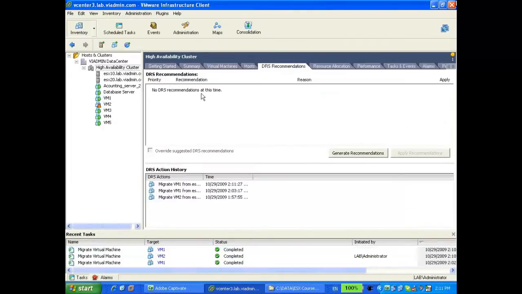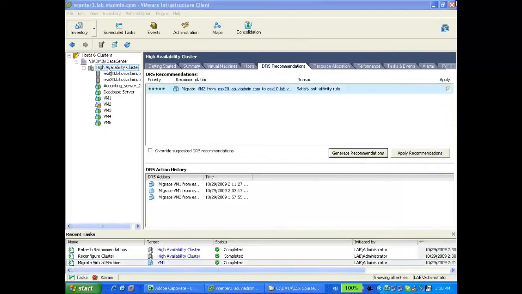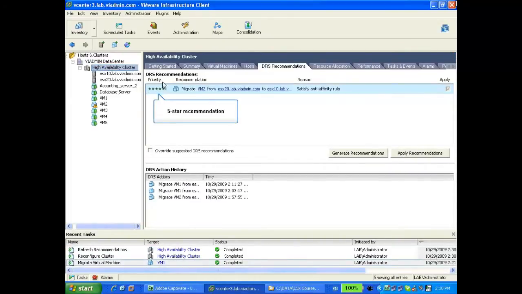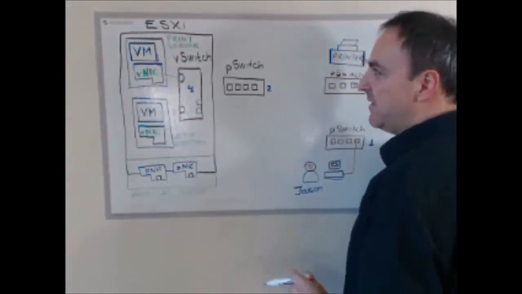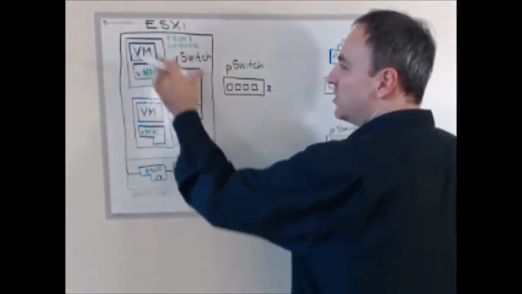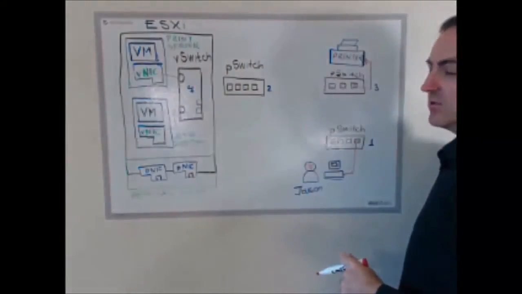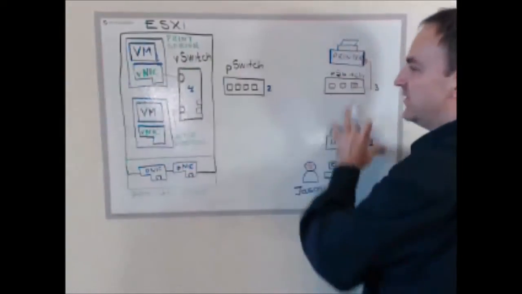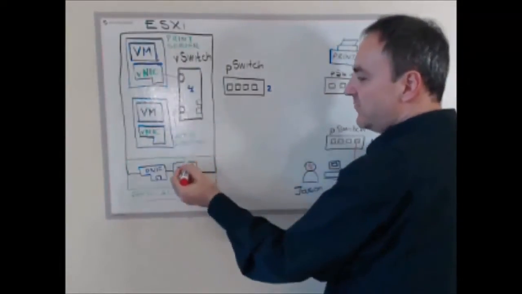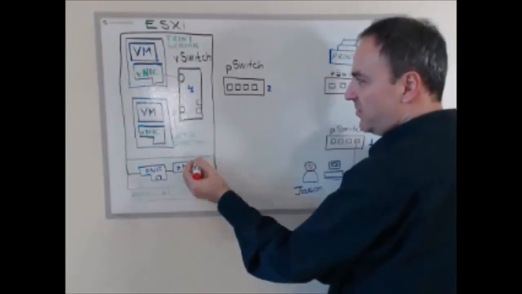Okay, it took a couple of minutes, but a recommendation did pop up, and you can see it's a 5-star recommendation, which means this really needs to happen. And the reason? It's to satisfy an anti-affinity rule, which you can remember we set up a while back. And I'm going to connect the virtual NIC to the virtual switch. Now, the 2 virtual machines can talk to each other, but they're still not connected to the external physical world. In order to connect these 2 virtual machines to the physical world, what we need to do is connect one of these physical network cards to the virtual switch.